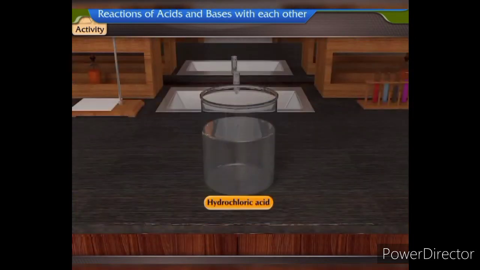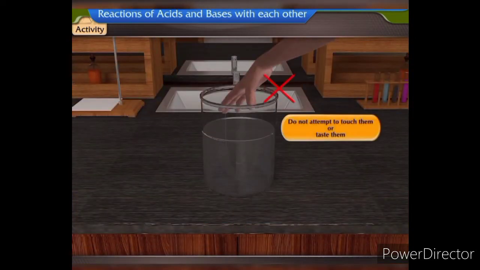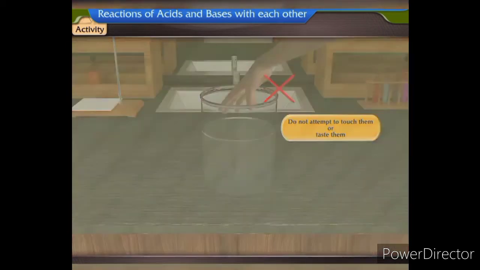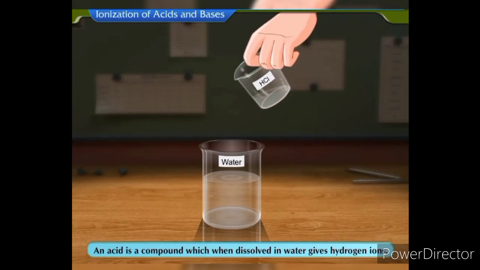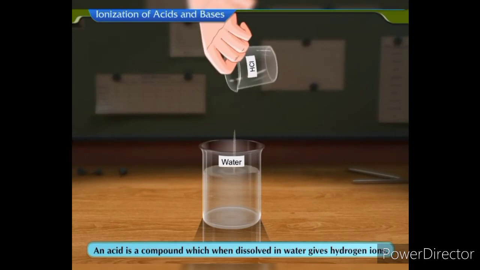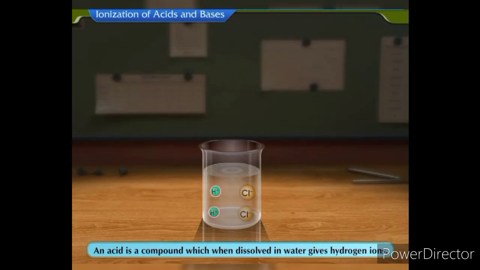We know that acids are sour to taste, but do not attempt to touch them or taste them. They are very harmful. Ionization of acids and bases. We know that an acid is a compound which when dissolved in water gives hydrogen ions.